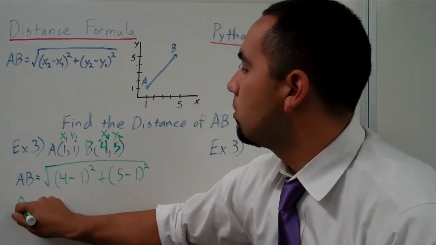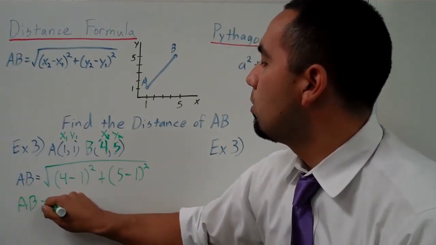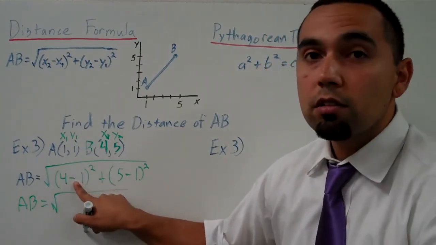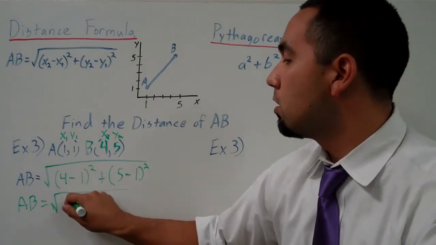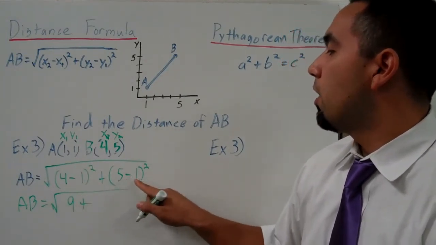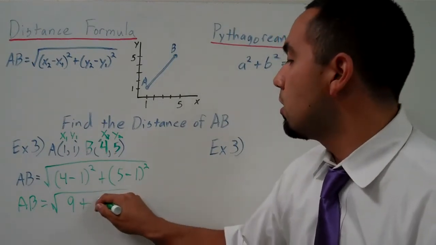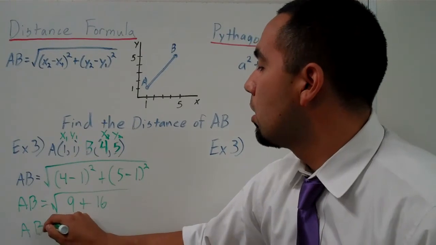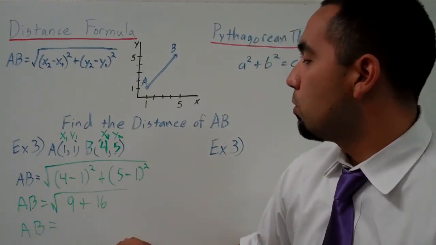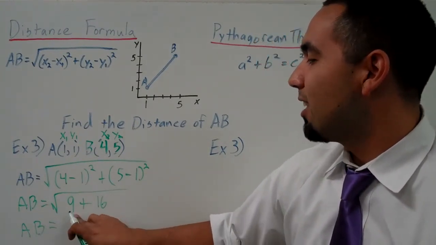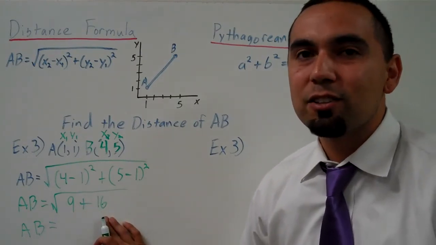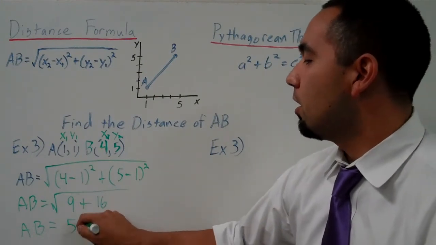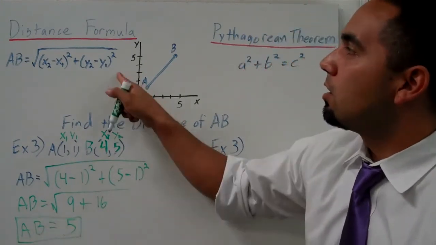So let's work this out. AB equals the square root of 4 minus 1 is 3. 3 squared is 9. 5 minus 1 is 4. 4 squared is 16. So 9 plus 16 is 25. The square root of 25 is 5. Okay, so that's with the distance formula.